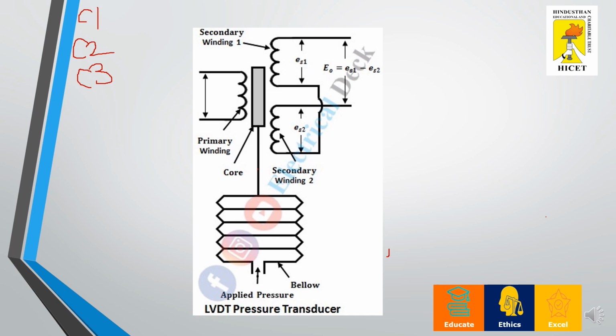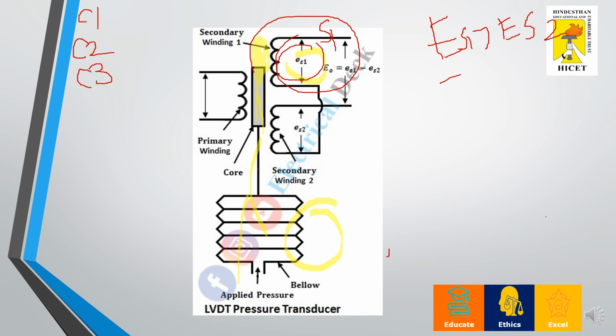Whenever I apply a pressure at this part, the pressure gets here, and you assume that the pressure has reached so far, so that my core is shifted to this position. Now it is very clear, the core is moving towards the S1 location. When the core is at S1, ES1 will be greater than ES2, right? So the voltage associated with S1 will be greater than the voltage associated with the secondary winding S2.